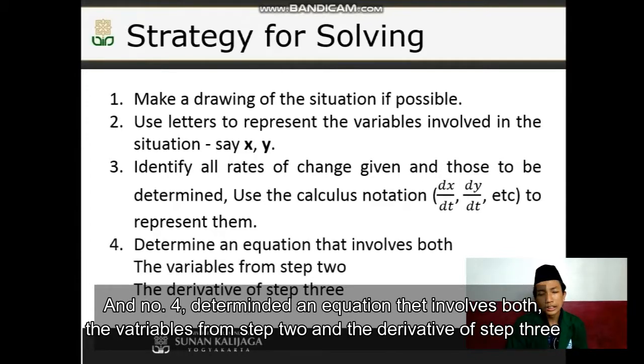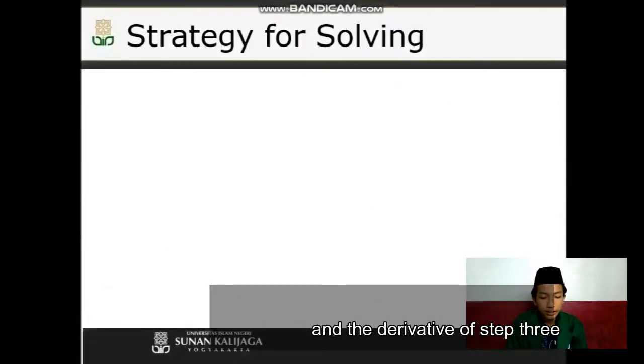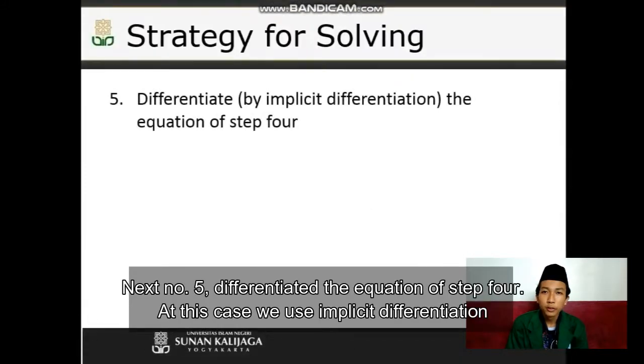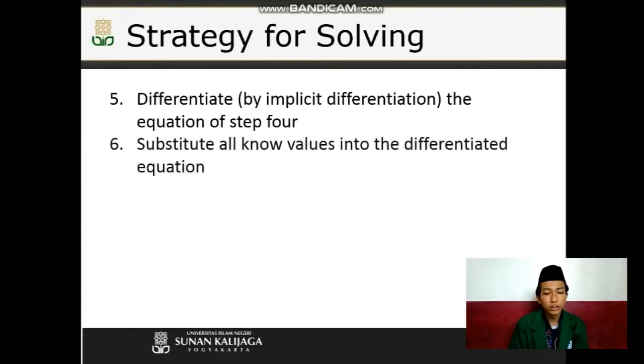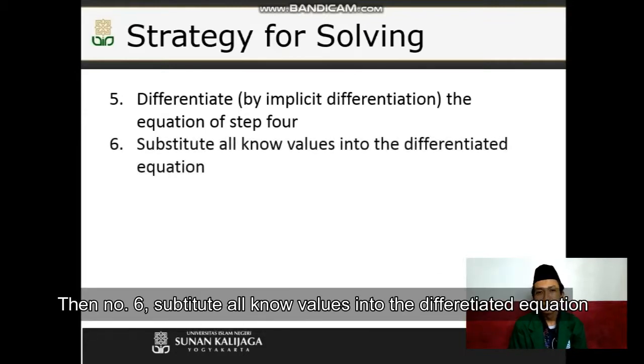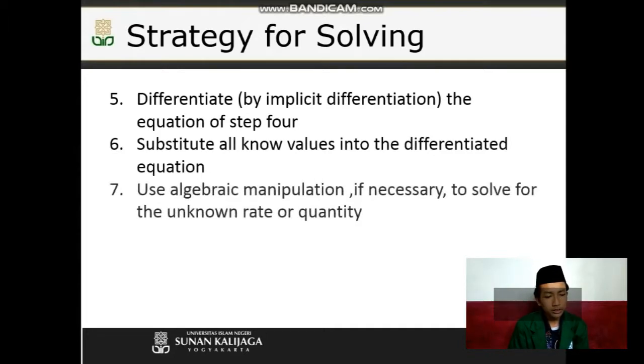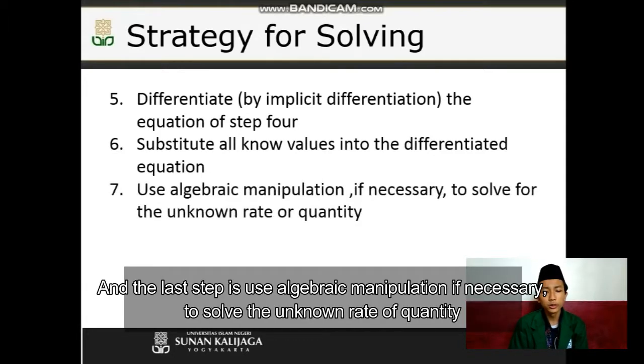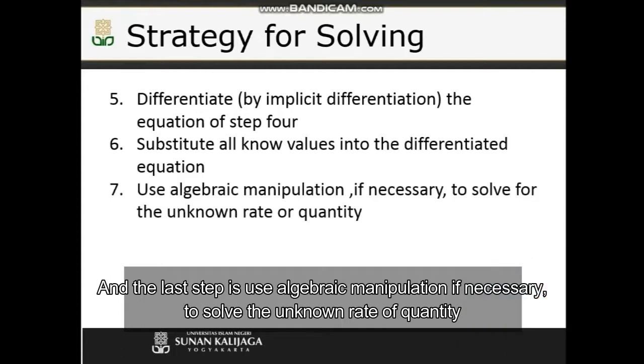Number 4, determine an equation that involves both the variables from step 2 and the derivatives of step 3. Next, number 5, differentiate the equation of step 4. In this case, we use implicit differentiation. Then number 6, substitute all known values in the differentiated equation. And the last step is to use algebraic manipulation if necessary to solve for the unknown rate of quantity.